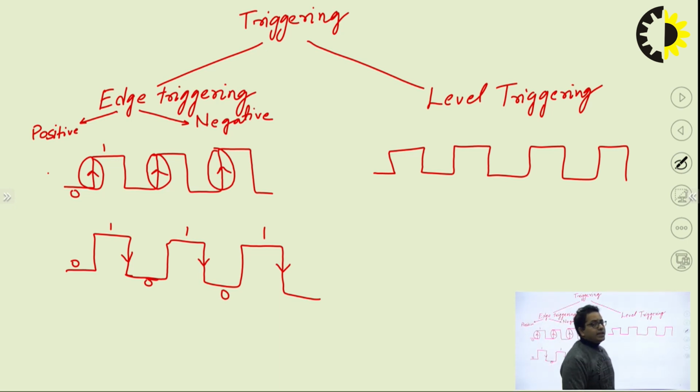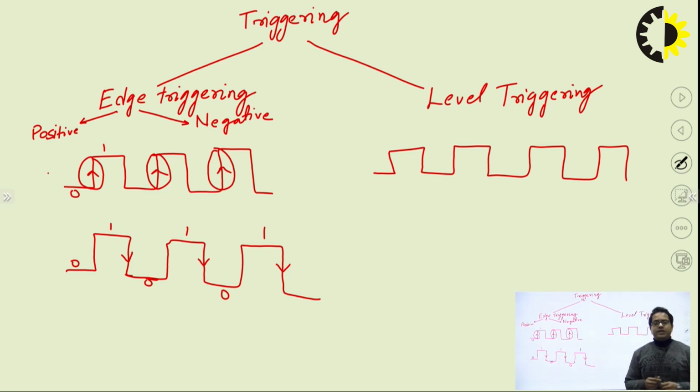So the meaning of negative edge triggering is that your flip flop is going to respond only at the particular instant at which there is a transition from 1 to 0. While in the other case, when it is making a transition from 0 to 1, it is not going to respond. Similarly, at the 1 level, it is also not going to respond.